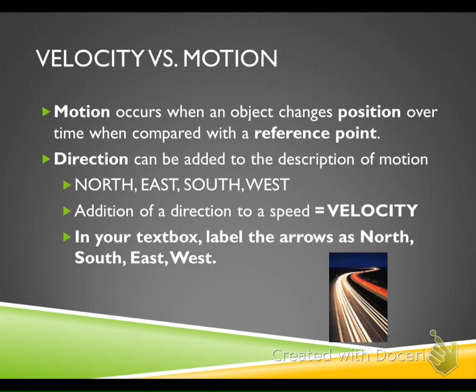Velocity. All right, motion occurs when an object changes position over time when compared with the reference point. Velocity is when a direction is added. All it is, is a speed with a direction. So you add north, east, south, or west. This is some type of a speed, so 5 miles per hour is a speed. 5 miles per hour north is a velocity. It's the only change. So in your text box on your paper, I want you to label arrows with a north, east, south, and west location.